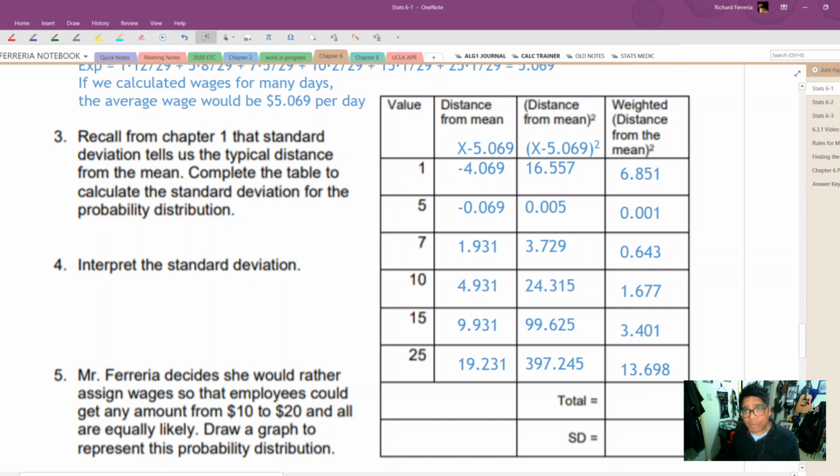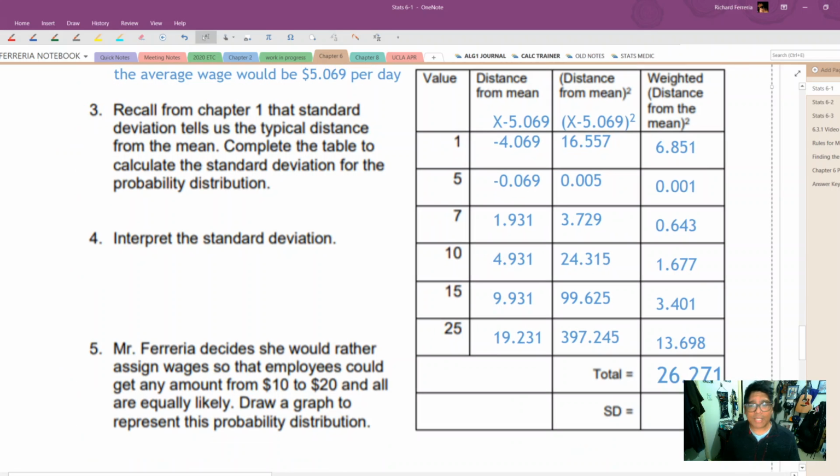Now, this process is called finding a weighted average, because we're weighting all of these outcomes by the probability. Or that's what we did for the mean anyways. Still some kind of a weighting going on here. We're going to add all of those weighted deviations together. That gets us 26.271. Like always, that number is not a typical anything, so we're going to take a square root of that, using that kind of Pythagorean formulation here, to get our actual standard deviation.